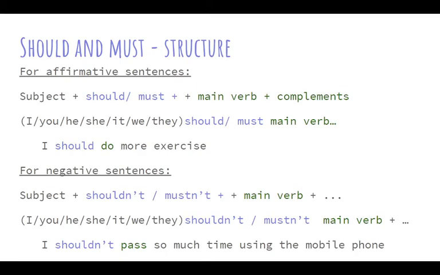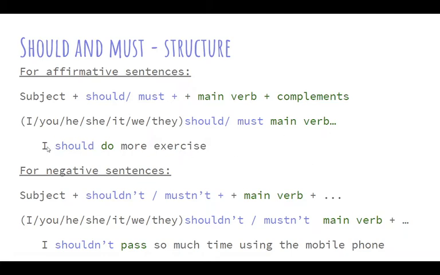Now, let's have a look at the structure. For affirmative sentences, it's very easy. As we always do in English, we start with the subject, then we use the modal verb, should or must, then the main verb, and then the rest of the sentence, with the complements, objects, etc. In this case, it's very easy because we don't have to make any changes for plural subjects or for first, second, third person. It's all the same. I, you, he, she, it, we, they, should or must. We don't have to add anything and we don't have to change the main verb.